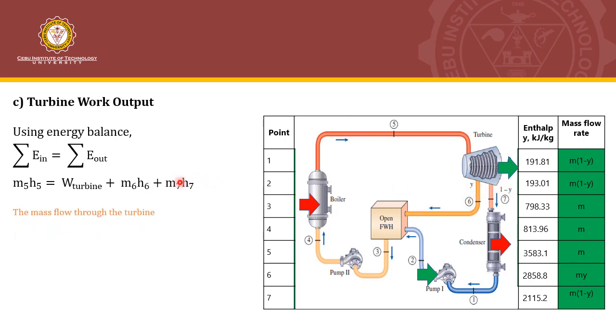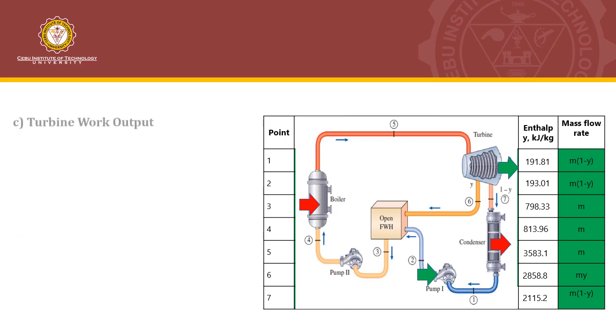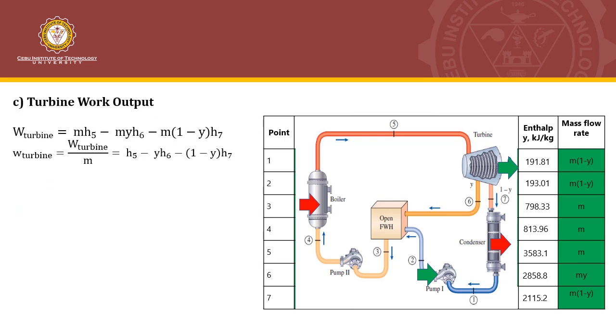So in the same way, we just substitute the mass flow rate of the turbine. We know that M5 is equal to M, M6 is equal to My, M7 is equal to M multiplied by 1 minus Y. So we just substitute those values in this equation and solve for the work of the turbine. We can also express that in terms of per kilogram. So we just divide the equation by M so that we will obtain this final working equation.